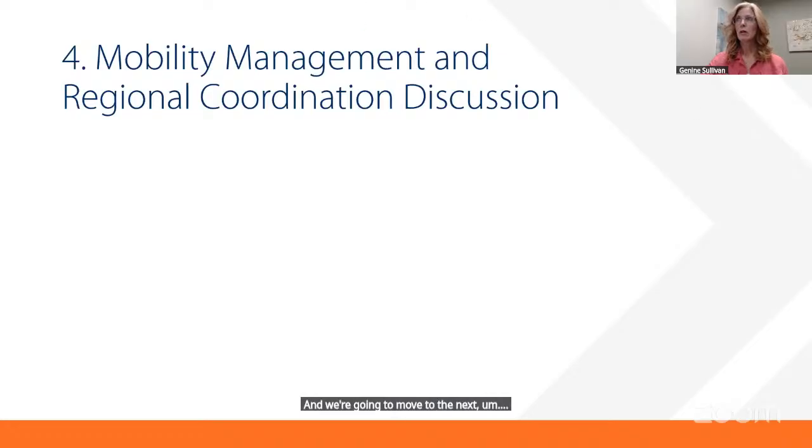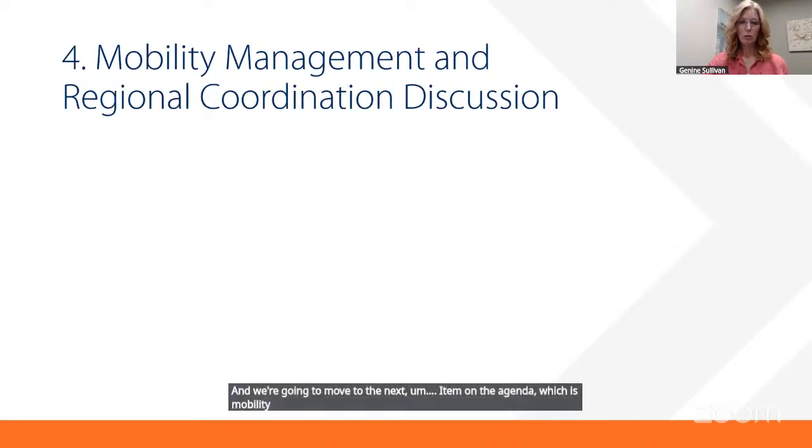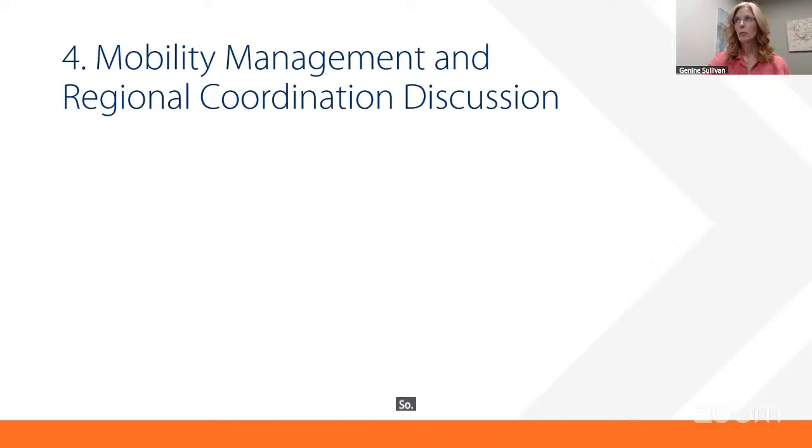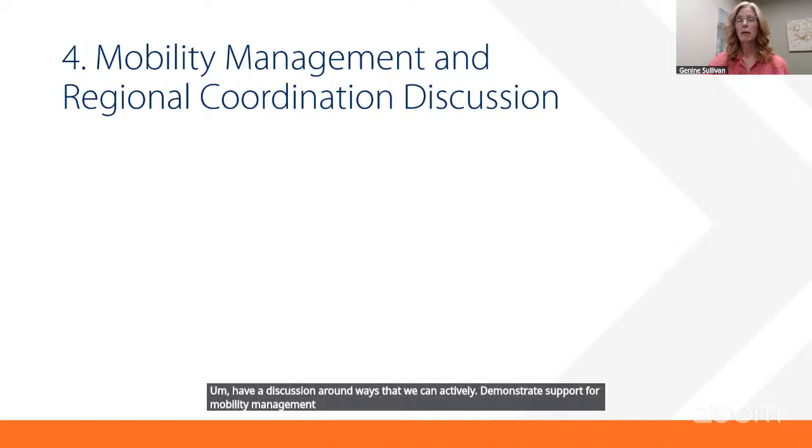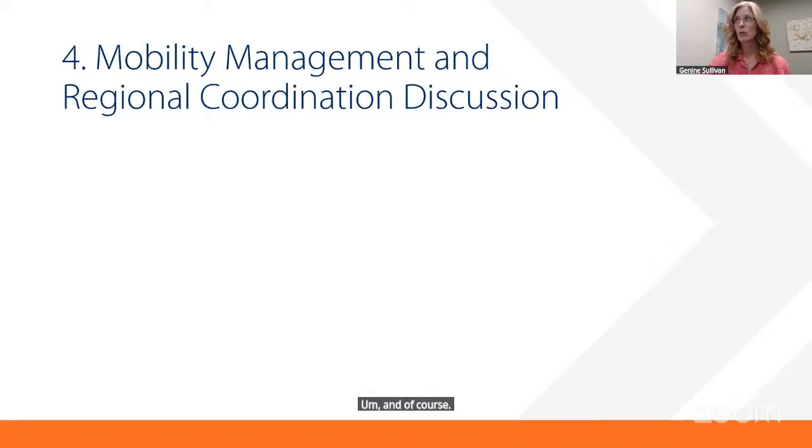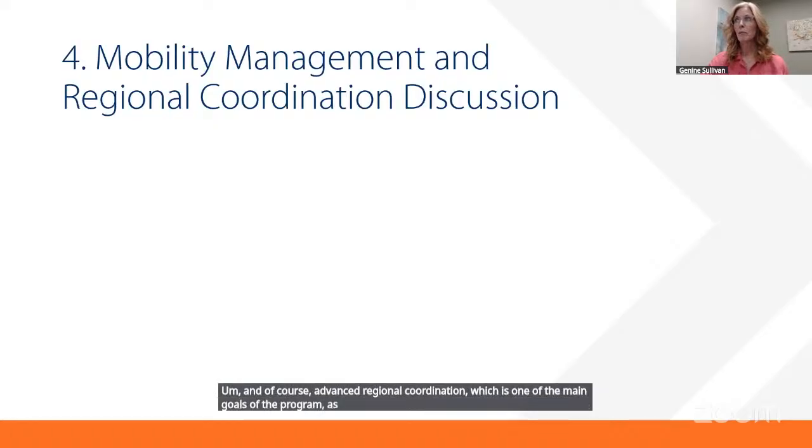We're going to move to the next item on the agenda, which is mobility management and regional coordination. Here is a great opportunity for us to have a discussion around ways that we can actively demonstrate support for mobility management, increase relationship building within the working group, and of course, advance regional coordination, which is one of the main goals of the program as outlined in the ADOT guidebook.